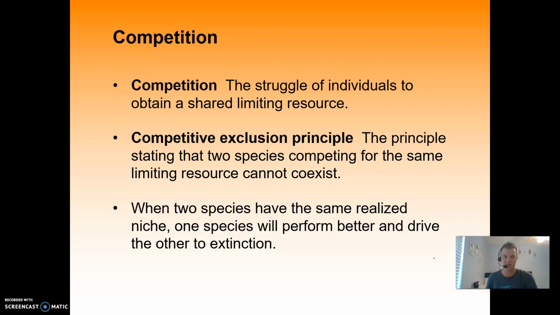This gets to the competitive exclusion principle. The competitive exclusion principle is the principle that states that two species competing for the same limiting resource cannot coexist. So if they're competing, there's not enough resource for both of them. They cannot coexist. So when two species have the same realized niche, they need the same things. One species will outcompete the other and drive the other to extinction.